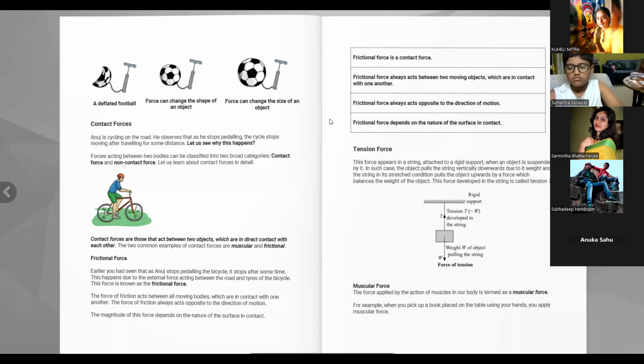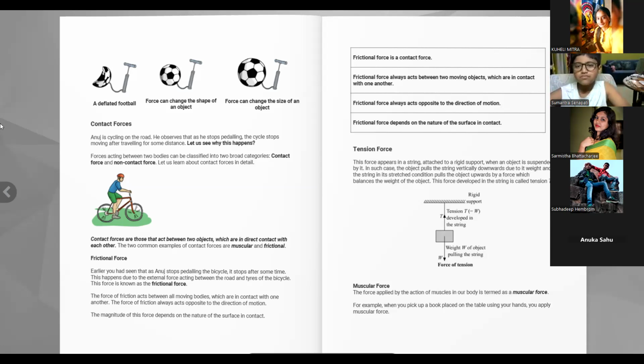Okay. I'm telling you to read the four properties of frictional force. Frictional force is a contact force. Frictional force always acts between two moving objects which are in contact with one another. Frictional force always acts opposite to the direction of motion. Frictional force depends on the nature of the surface in contact.